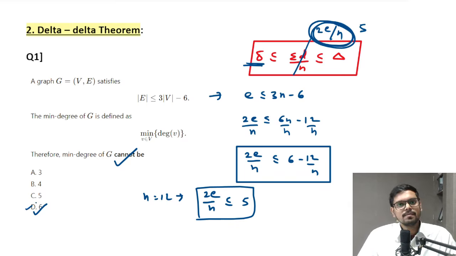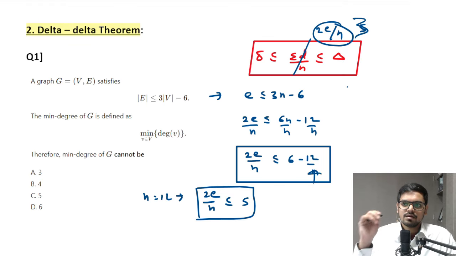Makes sense? Easy. Now you might say, sir, what if we take n is equal to 4, then 6 minus 3 will happen, so this would be 3. Agreed. For that, the upper limit of delta is 3. Then 5 and 6 are not possible. But I am saying the maximum upper limit is 5 when n is 12.